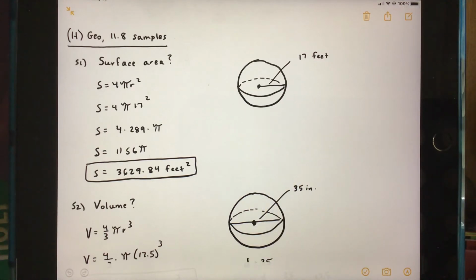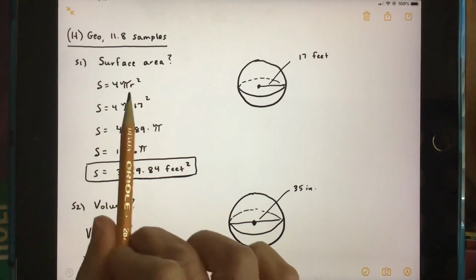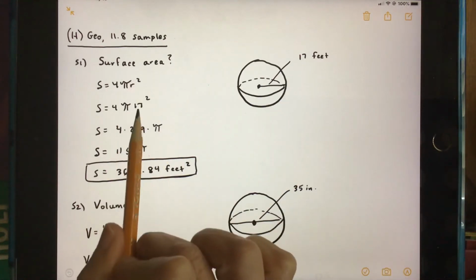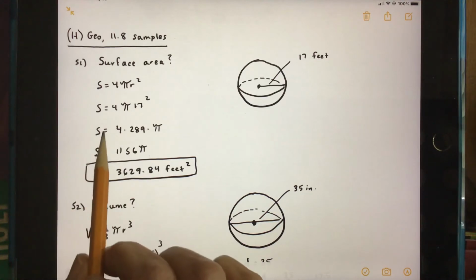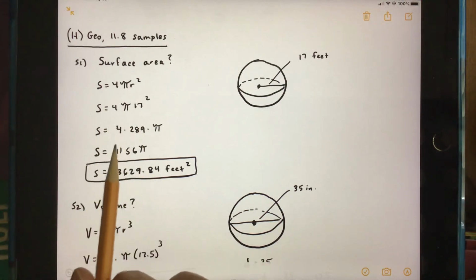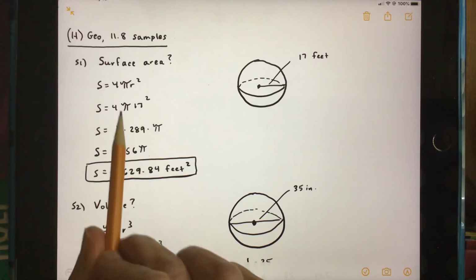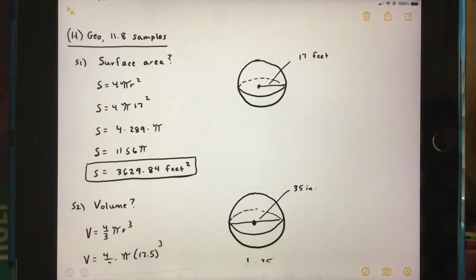Well, let's find our surface area formula, 4 pi r squared. Let's go ahead and substitute in 17 for our radius. So our surface area is 4 pi 17 squared. Let's go ahead and simplify that before we throw that into our calculator. 17 squared is 289. So here's our 4, and our pi is still part of our expression.